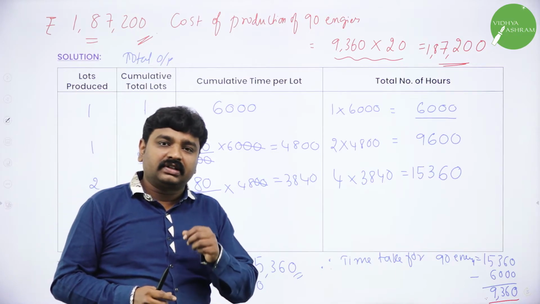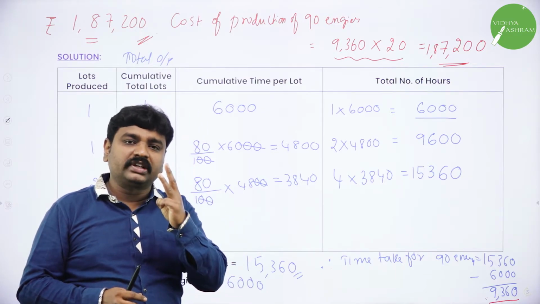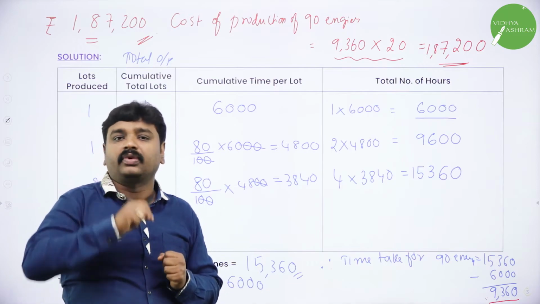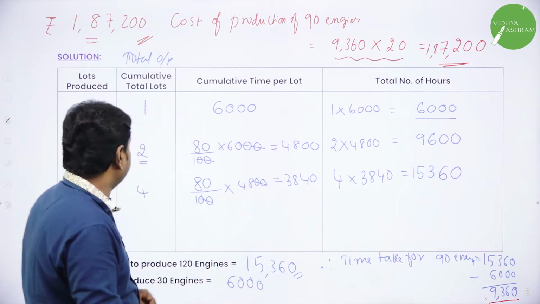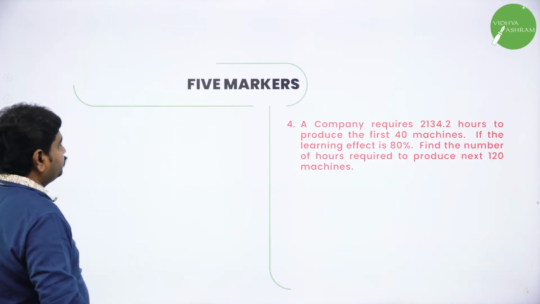They wanted for 3 lots. How to do 3 lots? Do 4 lots and subtract 1. So one more problem I will demonstrate so that it will become easy for you to understand. Now we will go to the next problem.